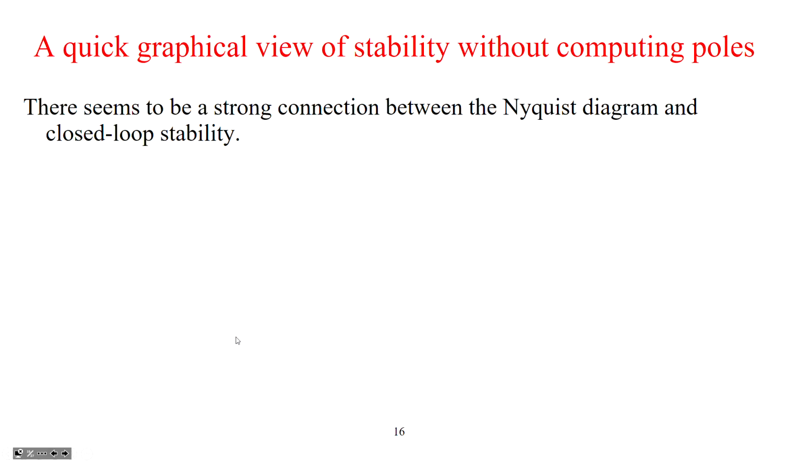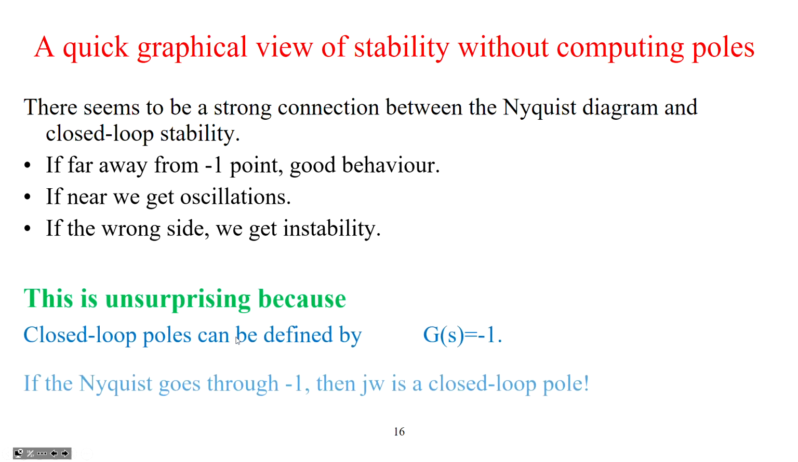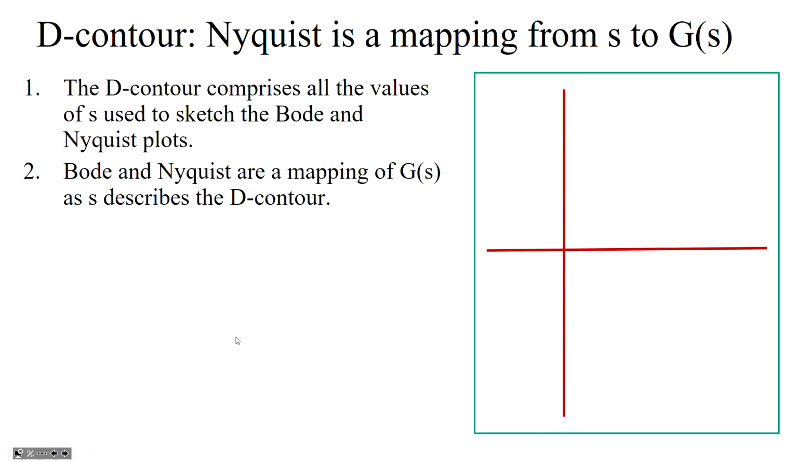Okay, so here's the key point. There seems to be a strong connection between the Nyquist diagram and closed loop stability. If we're far away from the -1 point, we've got good behaviour. As we get nearer, we get oscillations, and if the Nyquist plot goes on the wrong side, we get instability. And this is unsurprising because we know closed loop poles are defined by G equals -1. So if the Nyquist goes through -1, jω is a closed loop pole. And if the Nyquist plot is close to -1, there must be a closed loop pole close to the imaginary axis, which is not generally a good thing.